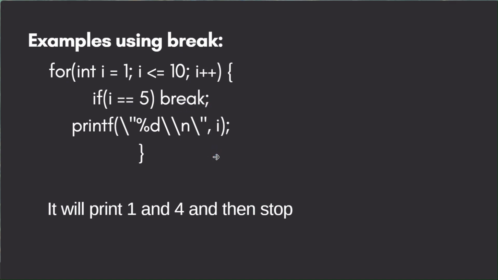the break statement, which immediately exits the loop no matter what the loop condition is. Print. This line prints the value of i only if the break has not occurred. And the output is going to be 1, 2, 3, and 4.